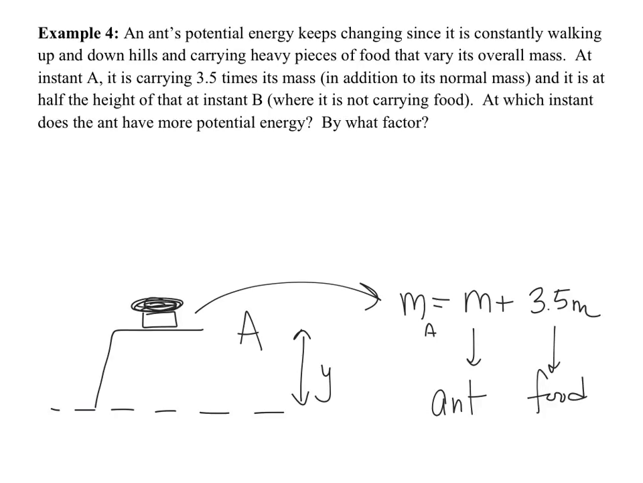Then it continues to a height B, and we're told that A is half the height of B. We're told that at instant A, it has half the height that it does at instant B. So let's go up a little higher, and let's make instant B up here. What's the height at instant B? What's the height, in terms of some variable that we already know?